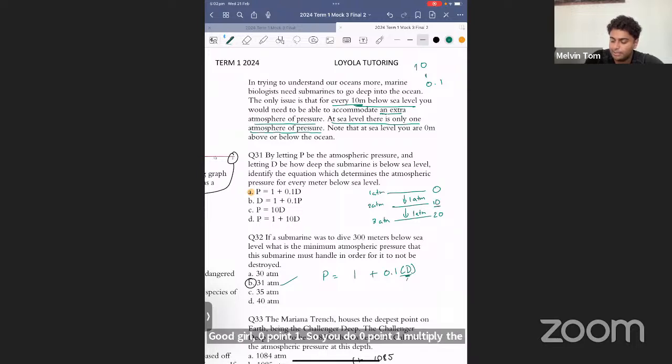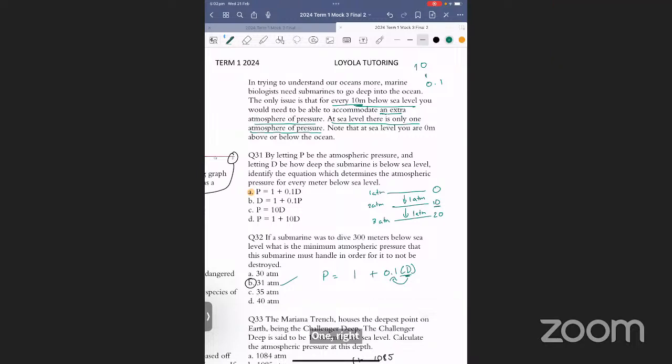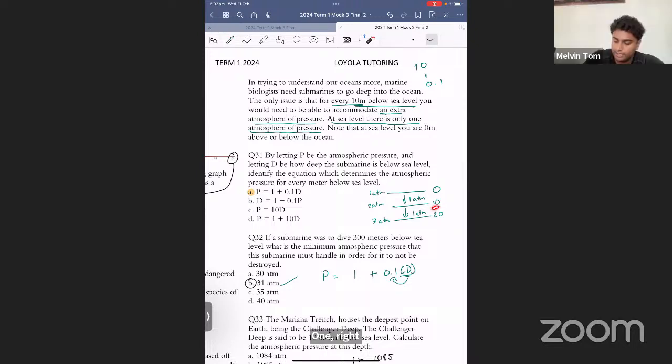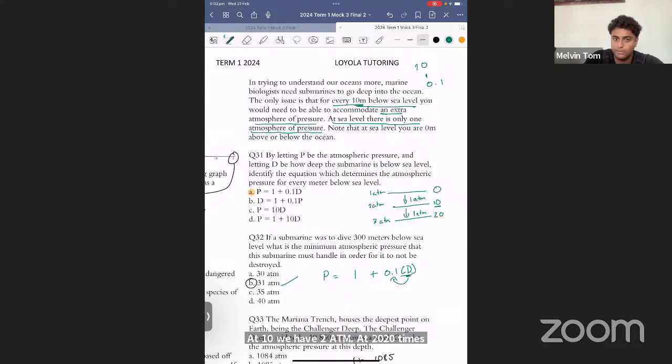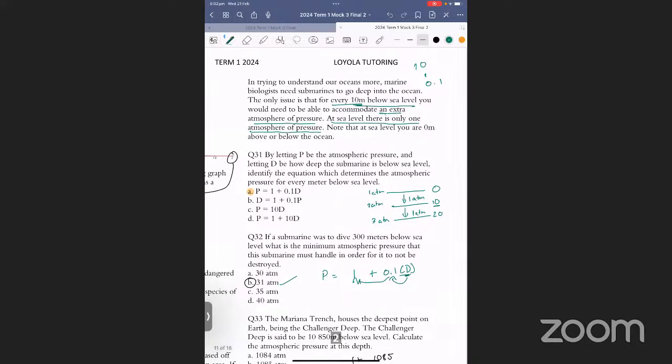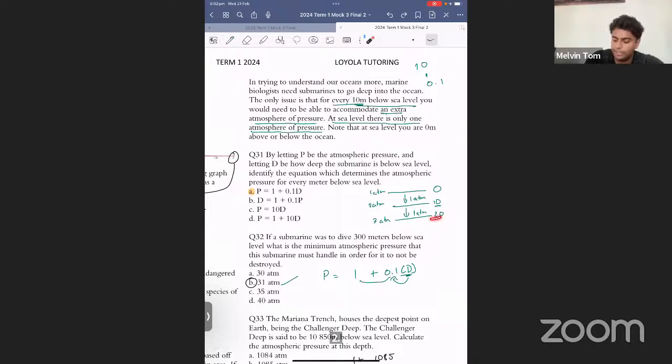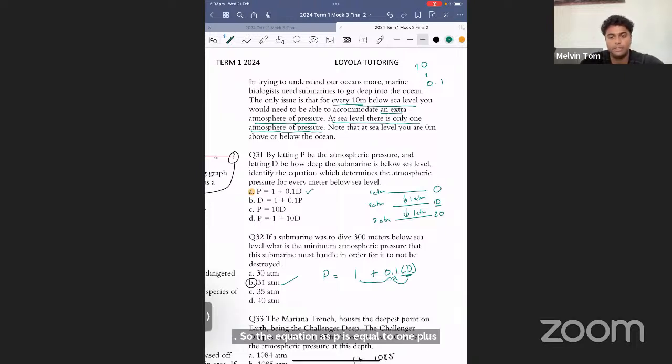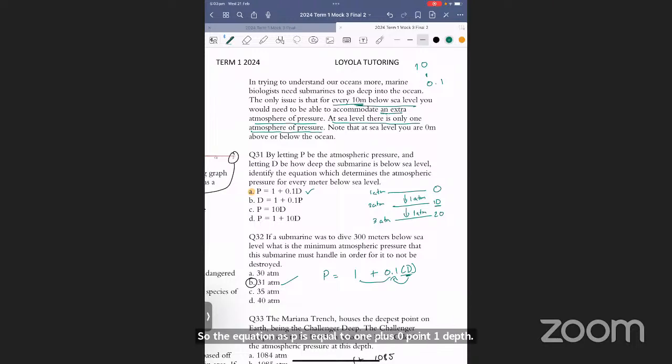So when it's 10, 10 times 0.1 is 1, plus 1 is 2. Is that correct? Yes. At 10, we have 2 atm. At 20, 20 times 0.1 is 2, plus 1 is 3. That's right. At 20, we have 3 atm. So the equation is P equals 1 plus 0.1 times depth. Do you understand? Yes. Thank you.